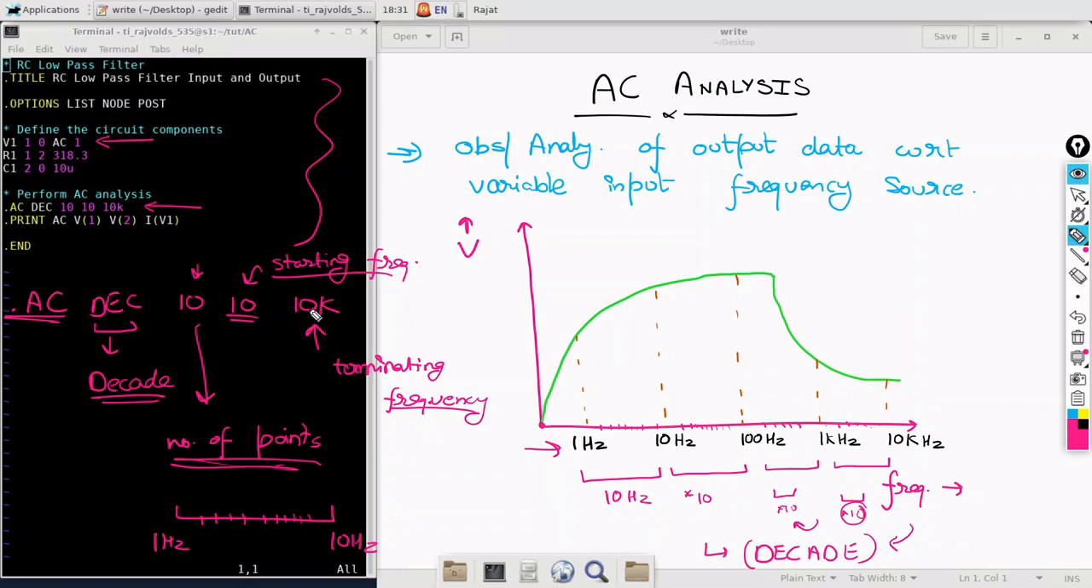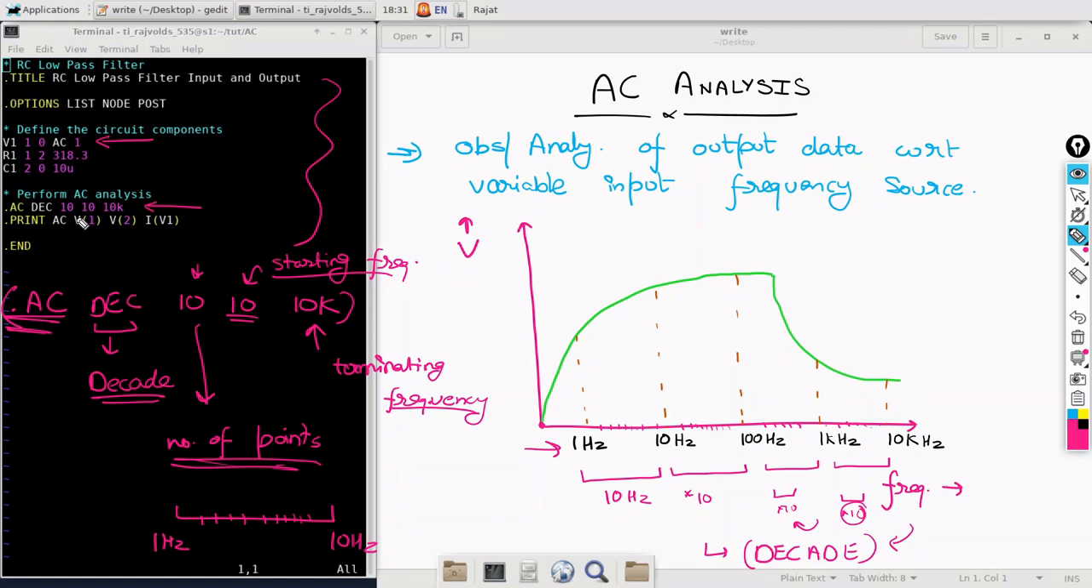So this statement will specify to HSPICE that we are doing AC analysis, that we are using decade for the scaling, that the number of points in each interval is 10, and that the starting frequency is 10 hertz. HSPICE would generate 10 hertz as the starting value on the x-axis, and it will go up to 10 kilohertz. This k stands for kilo. So the terminating or ending frequency is 10 kilohertz. This is the meaning of this whole .AC statement.